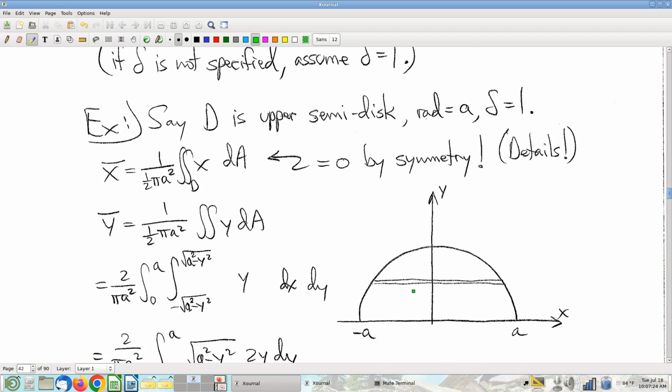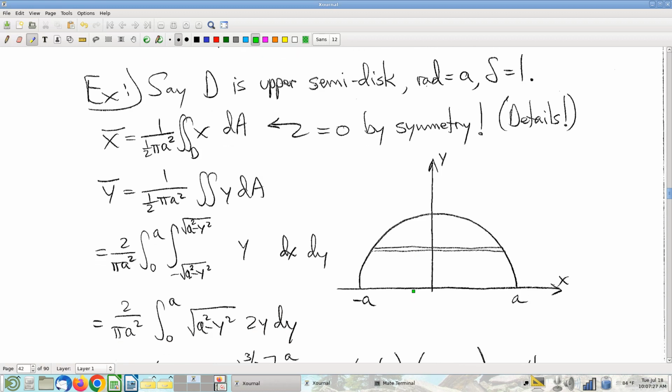So here we go. Let's do one. Here is the upper semi-disk.